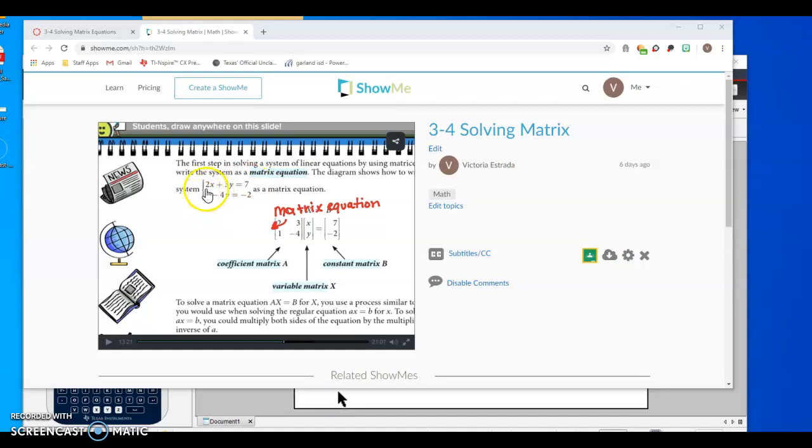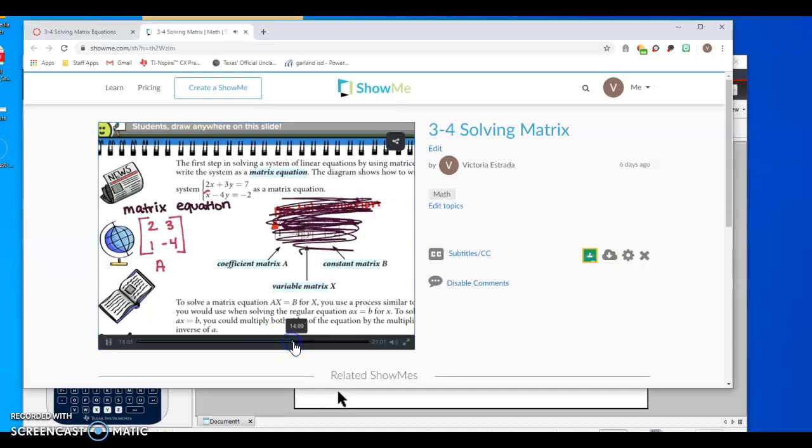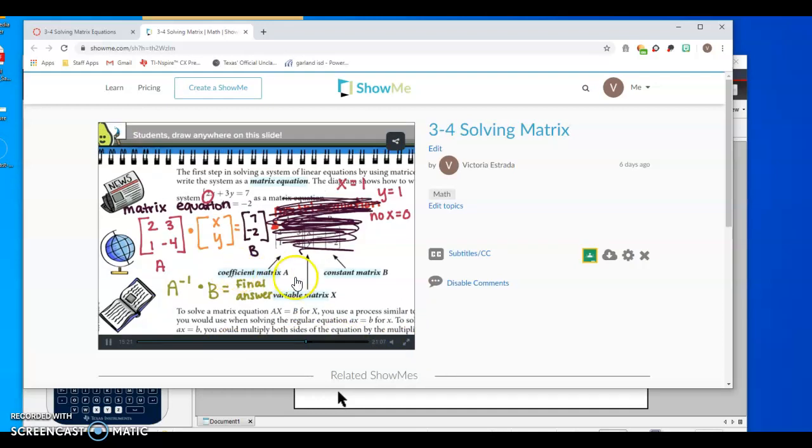Okay, so we're going to look at the equations 2x plus 3y equals 7, and x minus 4y equals negative 2. Notice that I write the equation here. I'm going to mute it so that you don't hear my voice. This is our equation. So now I'm going to go ahead and put it into the calculator.